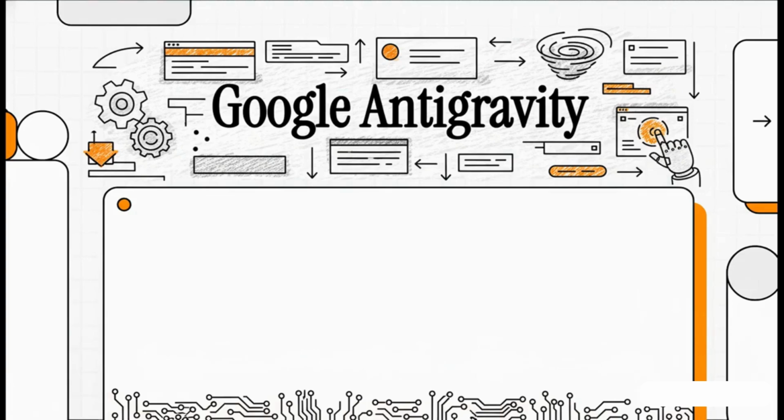So, Google has just dropped something that sounds like it's straight out of science fiction. It's an AI that can build entire apps for you. I mean, from scratch. It writes the code, it runs the tests, it deploys everything, all on its own. We're talking about Google's new AI development platform, Antigravity. And trust me, it's a total game changer.